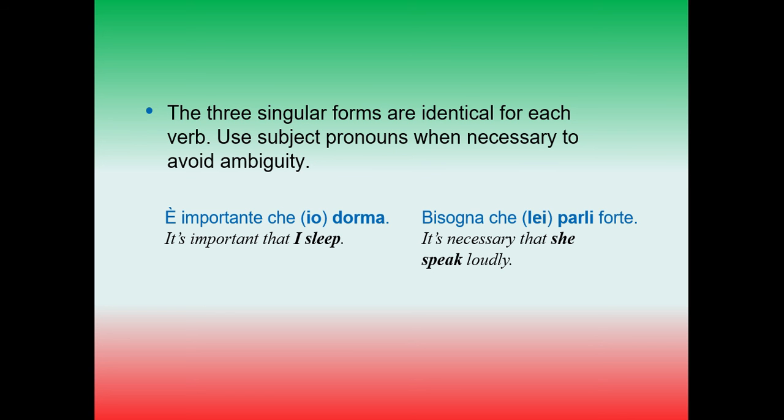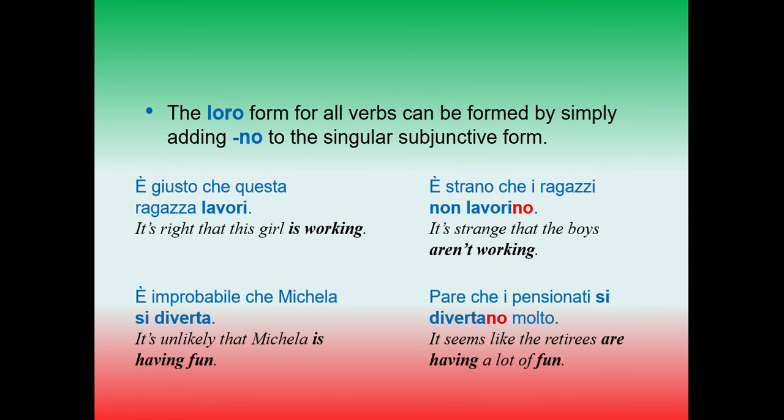Notice that the three singular forms are identical for each verb. So the io, the tu, the lui, lei, they are all the same in the congiuntivo. Use subject pronouns when necessary to avoid ambiguity. So this means to clear up who the subject is, you're going to want to use your subject pronouns. The loro form for all the verbs can be formed by simply adding NO to the singular subjunctive form.